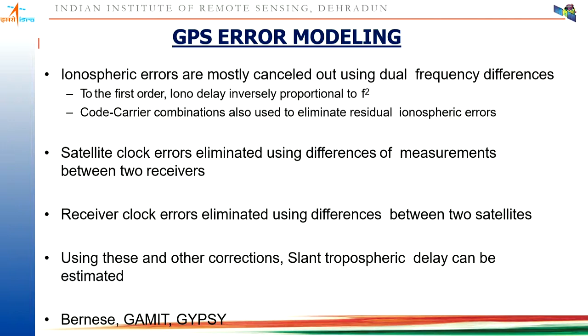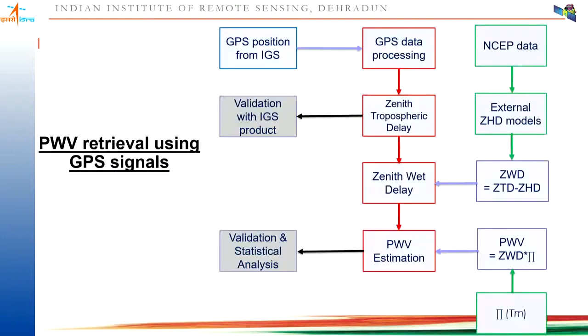So that's why we are using two receivers; as I told you, we need a network of stations. So satellite clock error can be eliminated. Receiver clock error is eliminated using differences between two satellites. So when a receiver has a problem, we use two different satellites' information at a particular place to remove it. Using these and other corrections, the tropospheric delay can be estimated. For that we use Bernese, GAMIT, GIPSY, various software packages that are available. Just to tell how we estimate the GPS-derived precipitable water vapor.